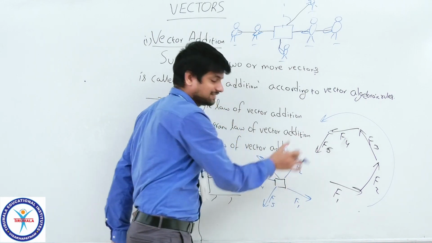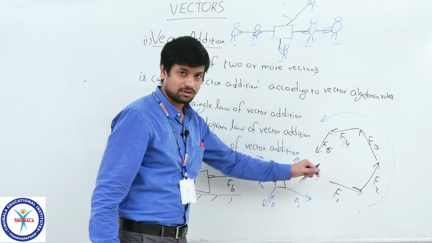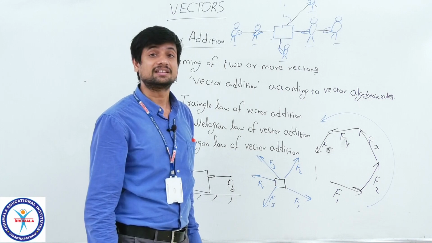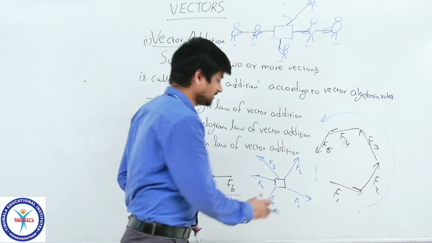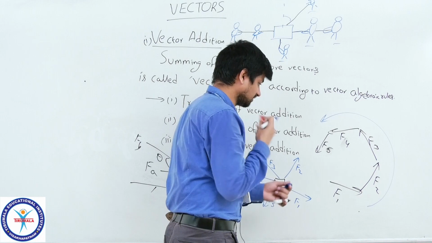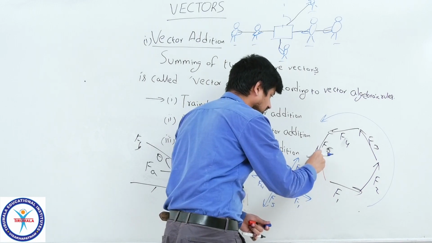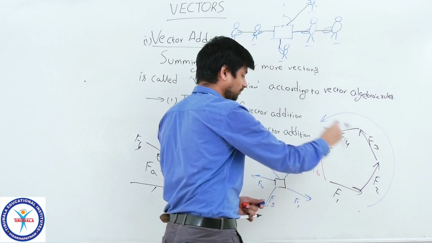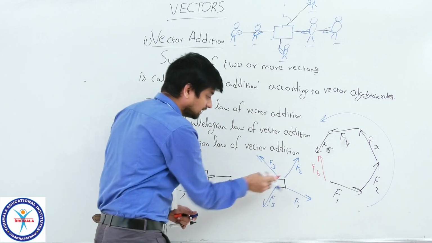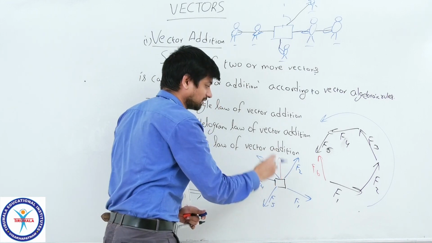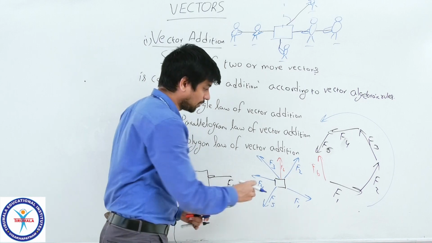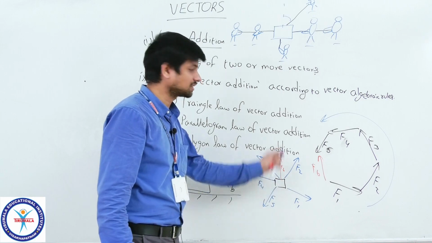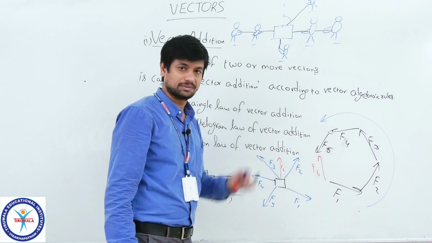Now, this polygon has one side required to close it, right. The closing side is the net effect in the opposite direction, which means it should be drawn in this way. The sixth side is the net effect of all these forces. So, this block will move in this direction, F6. If you apply the forces in this way, the ultimate direction of this block, if you move it, will be in that way, right.